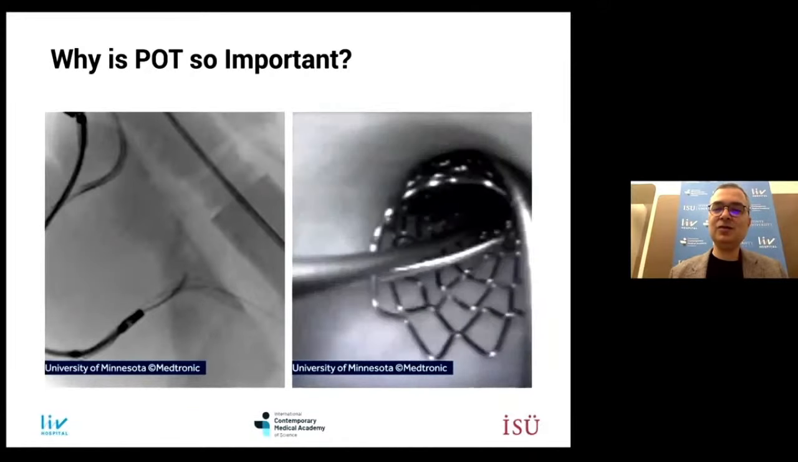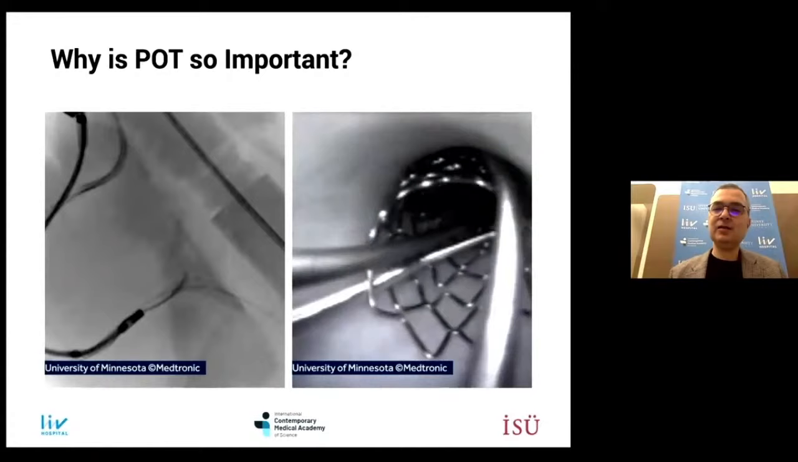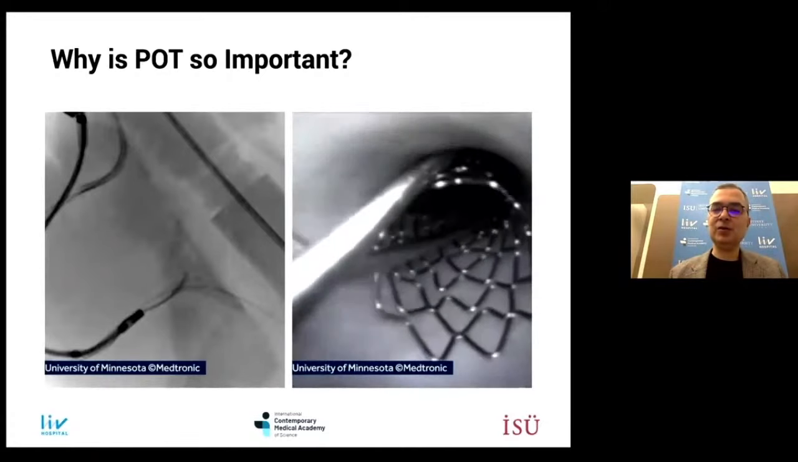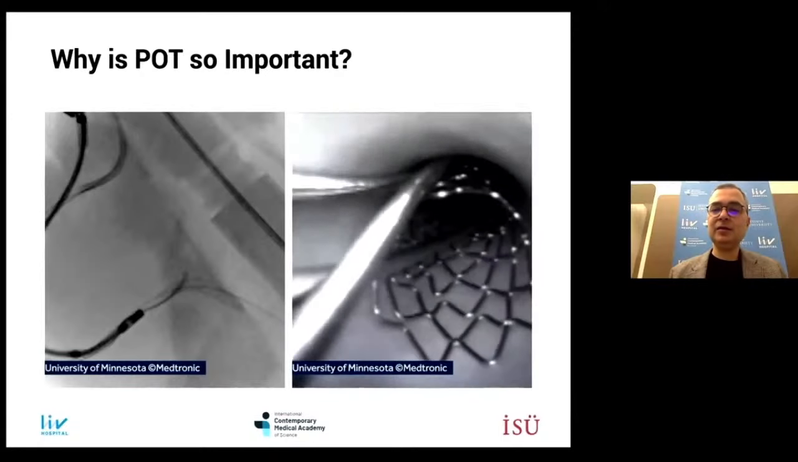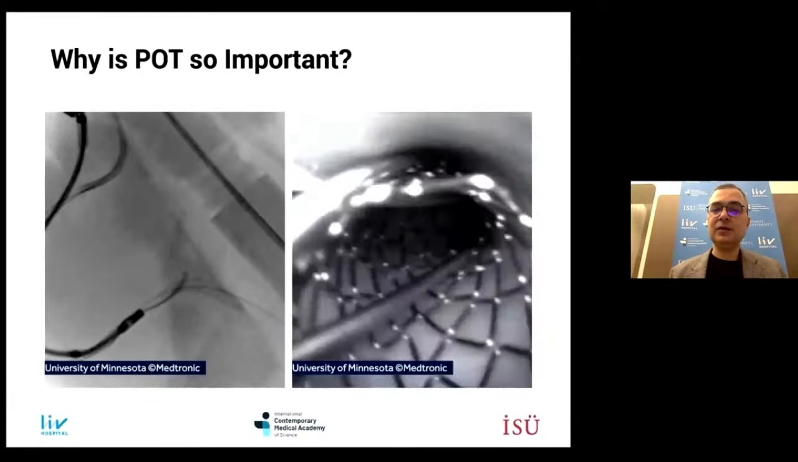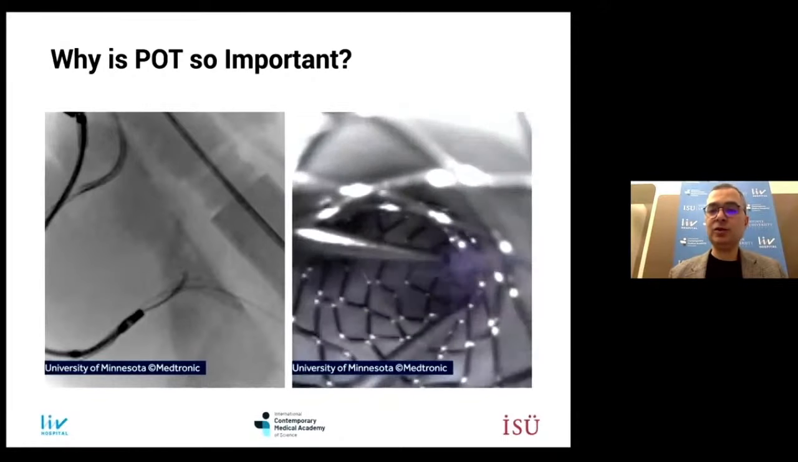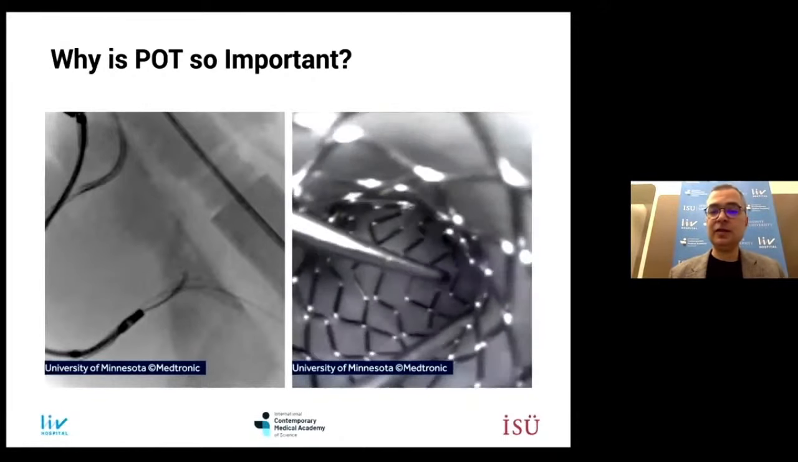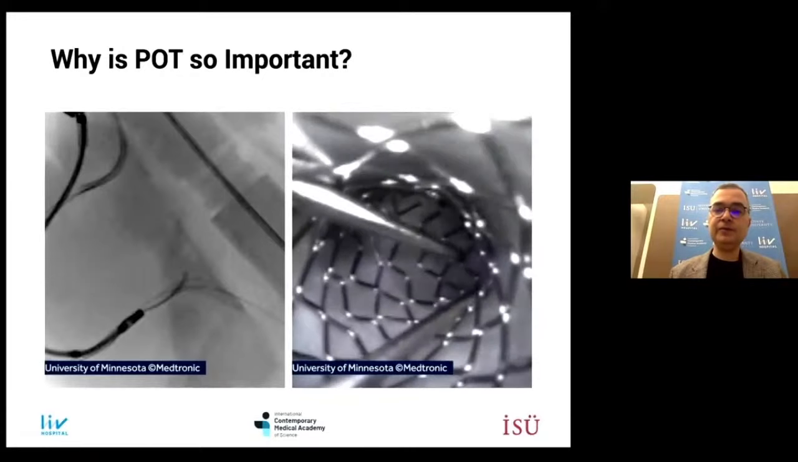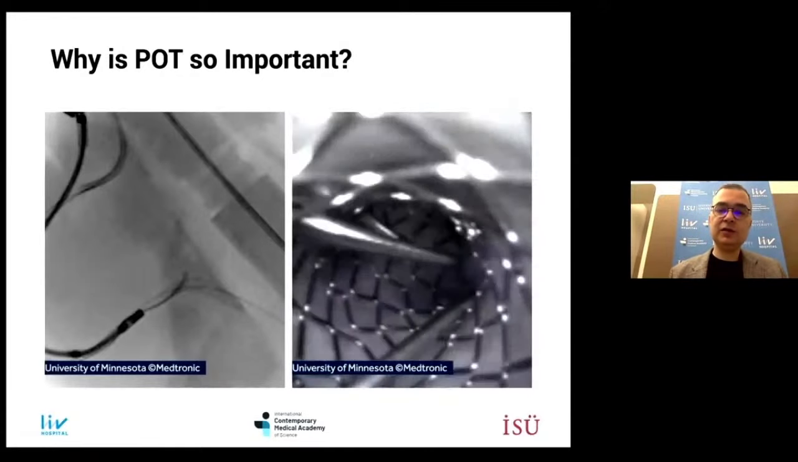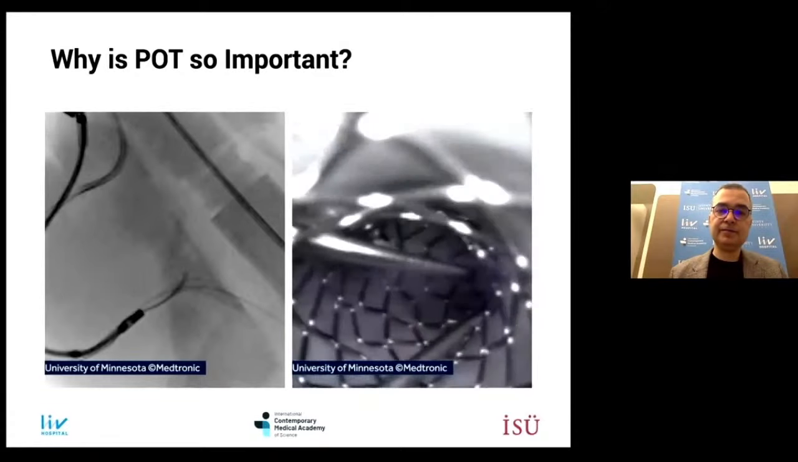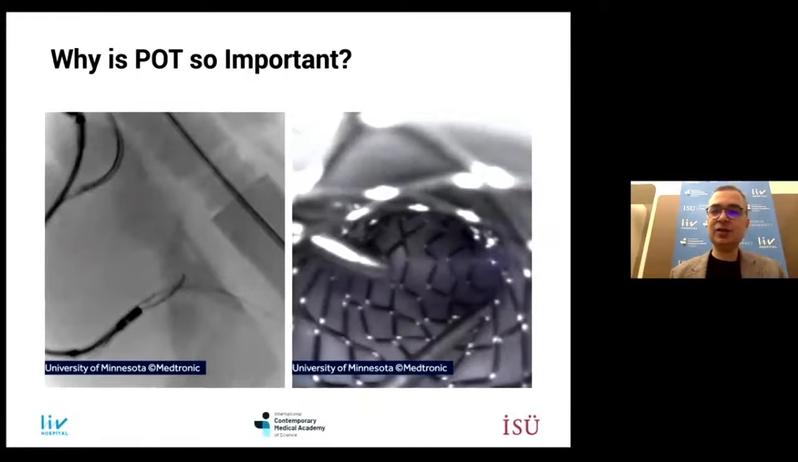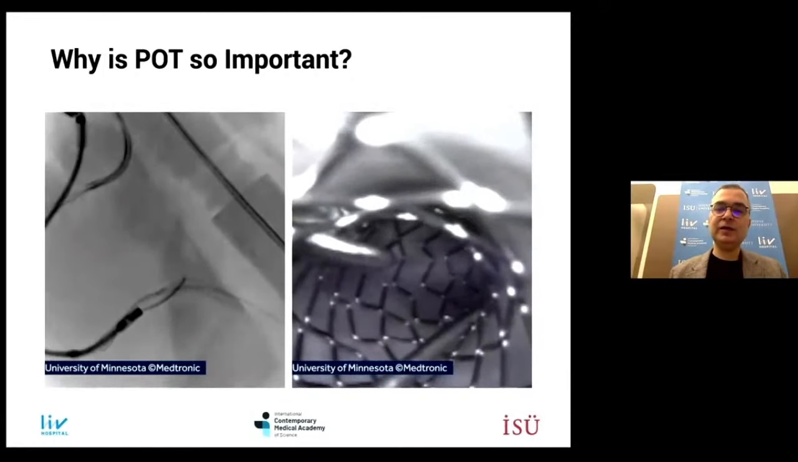And as you see, the guide wire can go just underneath the proximal stent, which will cause a terrible stent malformation, just in case you advance the guide wire from a wrong strut. Of course, it will result in a disaster. So this is just the proof that you will have problems in case you do not make the POT.